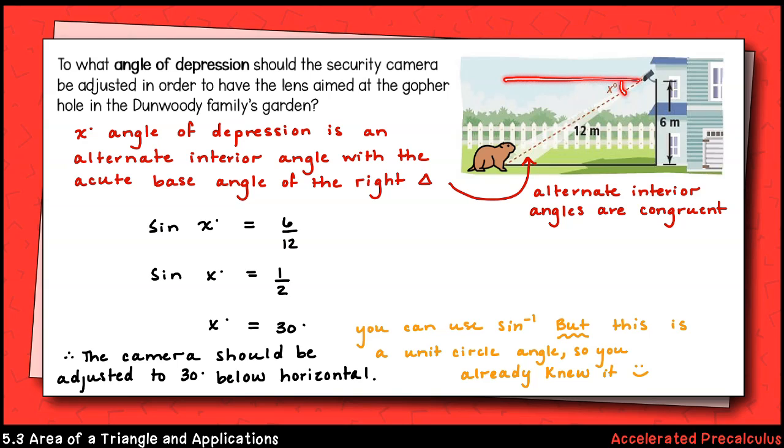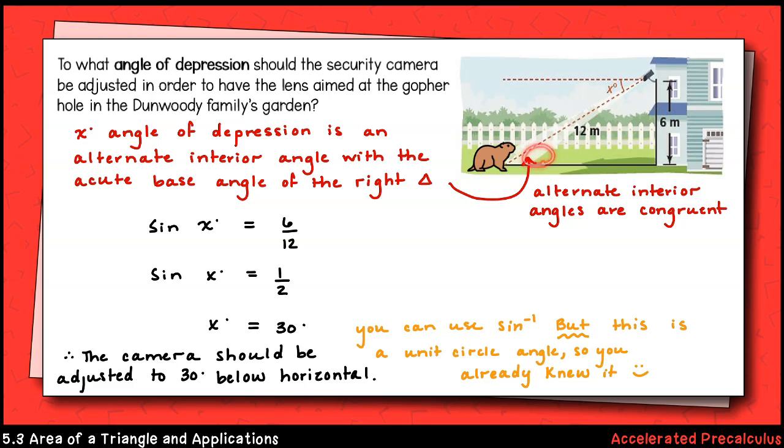Now, something else to notice here. Using our alternate interior angles theorem, we can show that the angle of depression is actually congruent to the angle of incline from the ground. If we think of the camera instead as a flashlight producing light, the angle of incidence is equal to the angle of reflection. So in other words, this angle of depression is equal to the alternate interior angle, which is the angle of incline from the ground pointing upward.